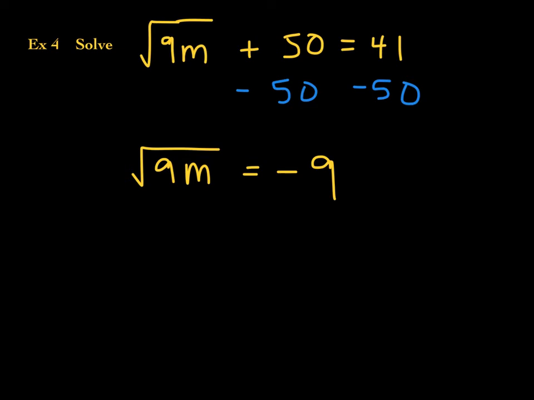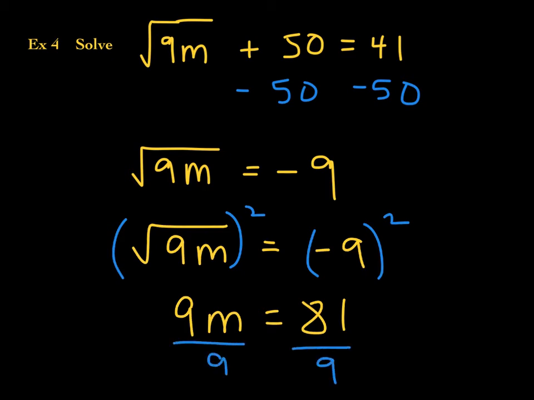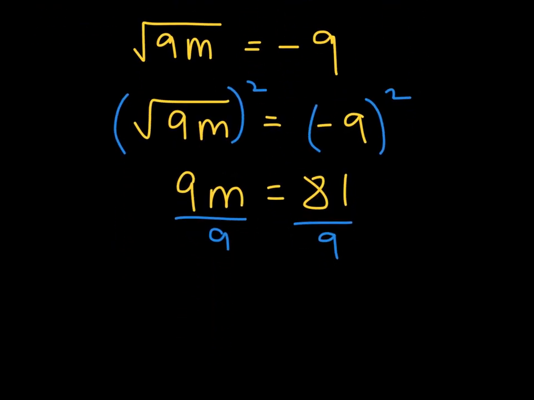If I keep following my steps, however, if you didn't realize that, that's okay. What we can do is we can square both sides, put parentheses around negative 9, please. I hope you use parentheses there. This squaring of both sides leaves you with 9m is equal to positive 81. And then when you divide both sides by 9, you get a proposed solution of 9, positive 9. Now we have to check this.